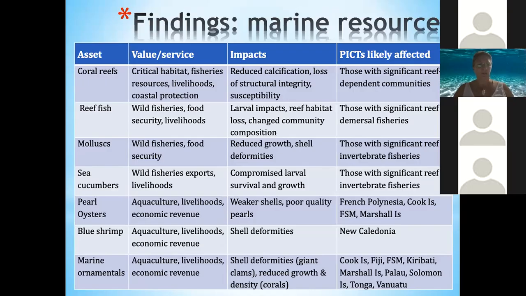As were reef fish, because they depend on coral reefs critically for their habitat, for shelter and food, and for breeding grounds. So these were the most vulnerable marine resources. We then took that the next step, and you can see through from the impacts which Pacific nations are most likely to be affected because they are critically dependent on these resources.